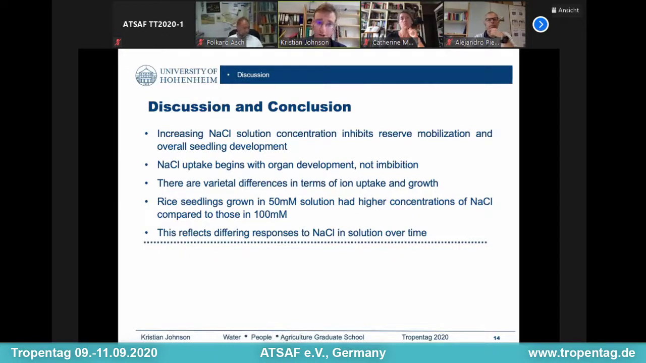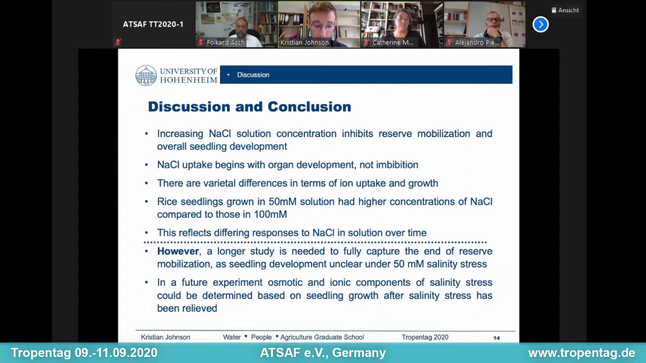And to just wrap it up, an increasing sodium chloride solution concentration inhibits reserve mobilization and overall seedling development. And sodium chloride uptake begins with organ development, not inhibition. There are varietal differences in terms of ion uptake and growth. Rice seedlings, interestingly enough, grown in 50 millimolar solution had higher concentrations of sodium chloride compared to those in 100 millimolar. And this reflects different responses to sodium chloride in solution over time.